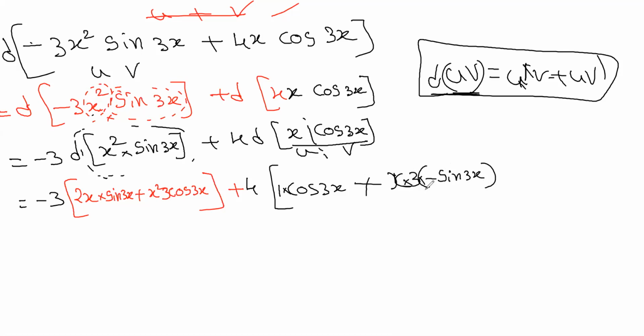I have just taken 3 outside. That's it. Then we will simplify it. So the main thing is writing from this step to this step. You have to use the UV formula and you have to use the chain rule both at once.